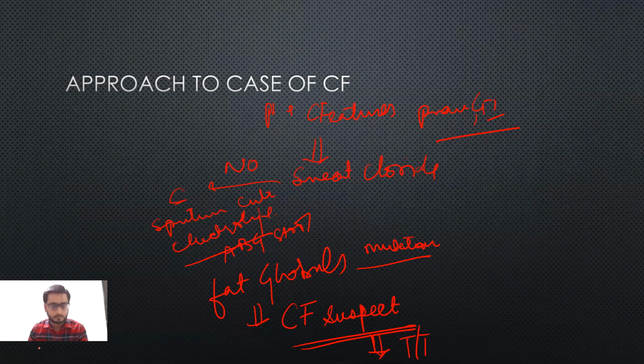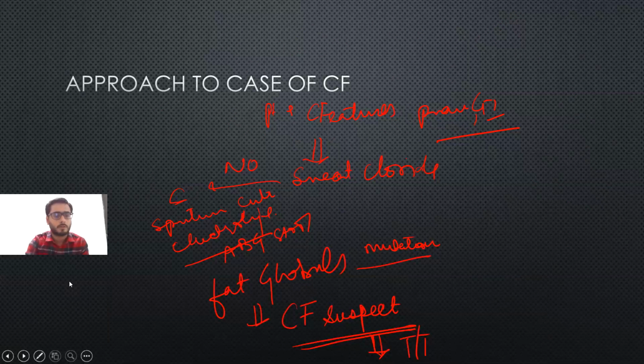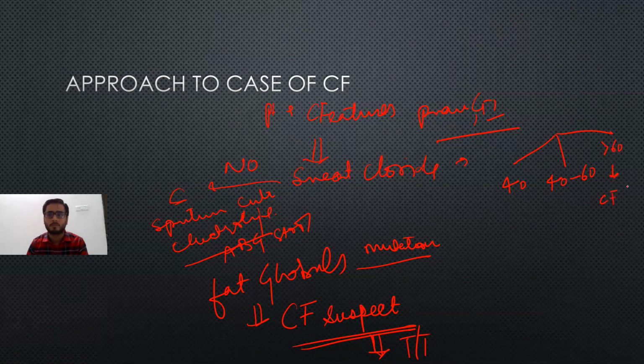So next, if you have the sweat chloride test available, what will we do? Sweat chloride level values of more than 60 mean this is a confirmed case of cystic fibrosis. No need to think, you can straight away start the treatment. 40 to 60 is borderline.